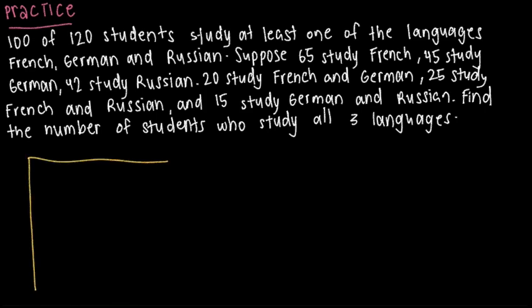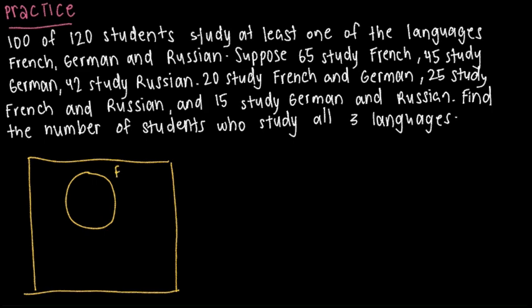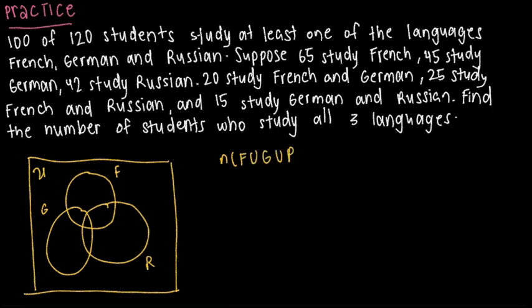Let's assign everything a letter first, which we're going to do in our Venn diagram. Okay, F is French, G is German, R is Russian, and let's write everything in the language of sets. So here's all the information they're giving us. F union G union R is people taking at least one language, and that's 100.